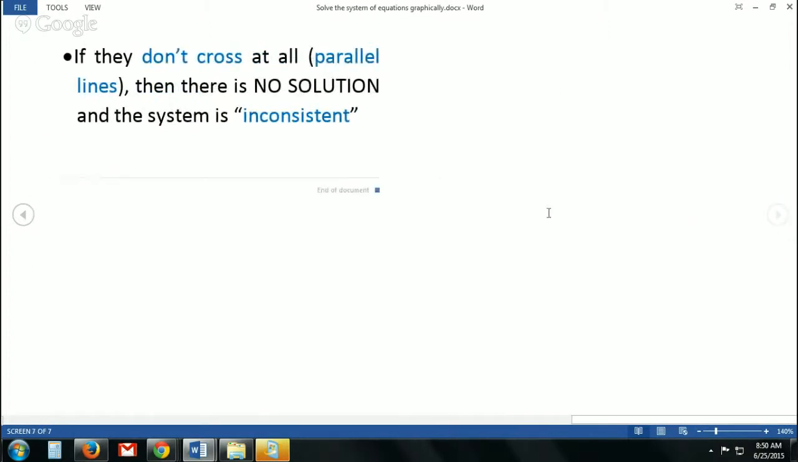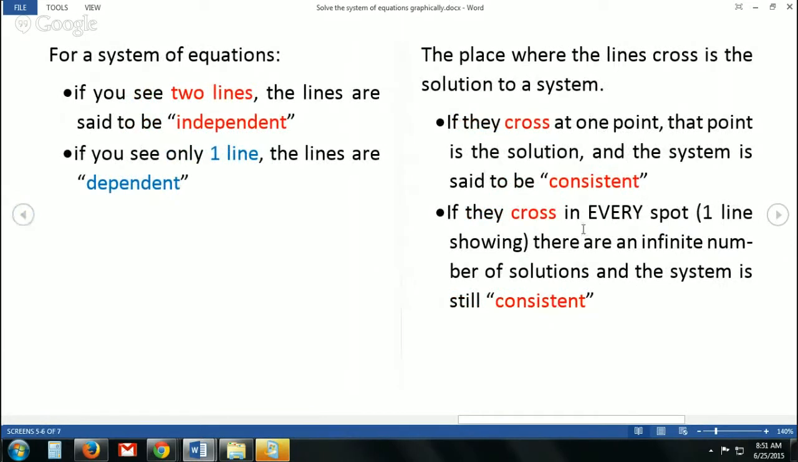If they didn't meet at all, if we had parallel lines, then there is no solution to the system of equations, and we would say that the system is inconsistent. Parallel lines, they don't meet. The place that they would meet would be the solution to a system of equations. Since they don't meet, we say there is no solution and they are inconsistent. Now, with these that crossed in every spot, they have an infinite number of solutions because anything that's true for one would also be true for the other.